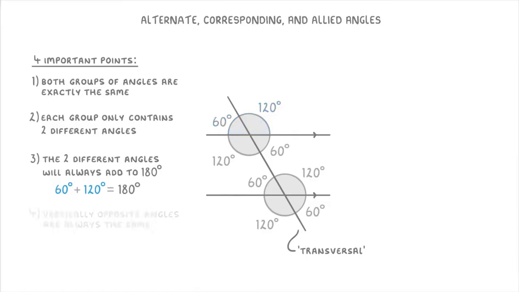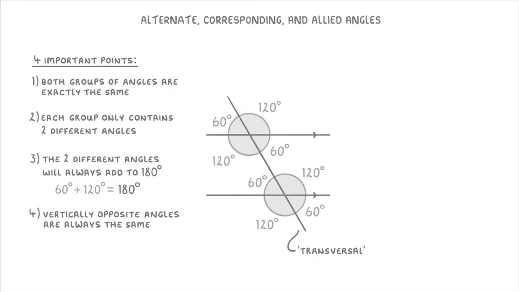And the last point is that vertically opposite angles are always the same. For example, these two 60 degree angles are considered vertically opposite, which is why they're both 60 degrees. And likewise, these two 120 degree angles are also vertically opposite.